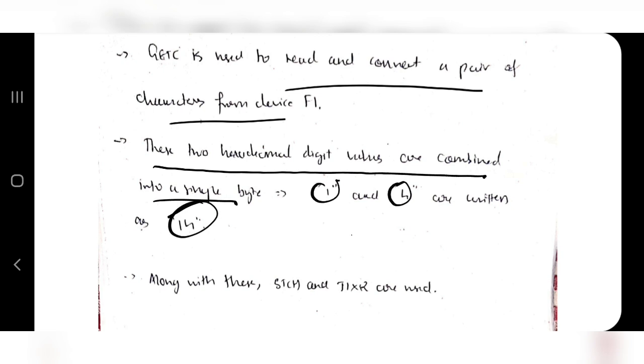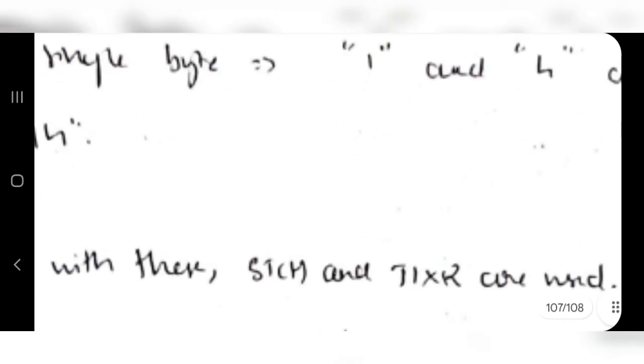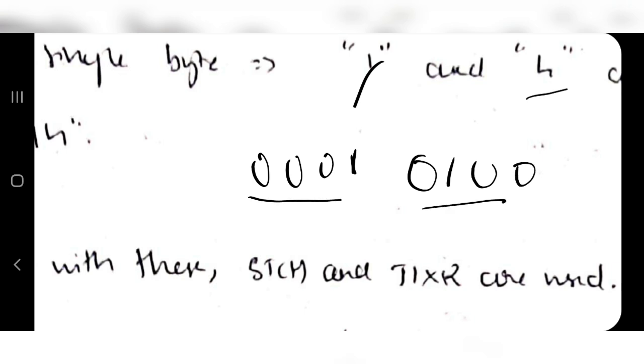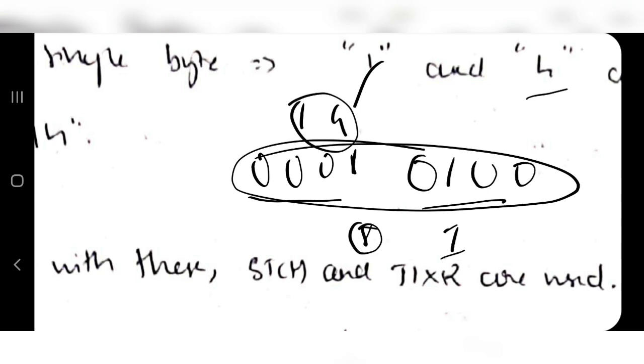In hexadecimal values, two digits can be represented as a single byte. Why? Because a byte means 8 bits. So 1 can be represented as 0001, and 4 can be represented as 0100. So how many bits are there? 4 plus 4, which is 8 bits. 8 bits is nothing but 1 byte. So 1 byte can be represented in this form, 14. Two digits can be represented.